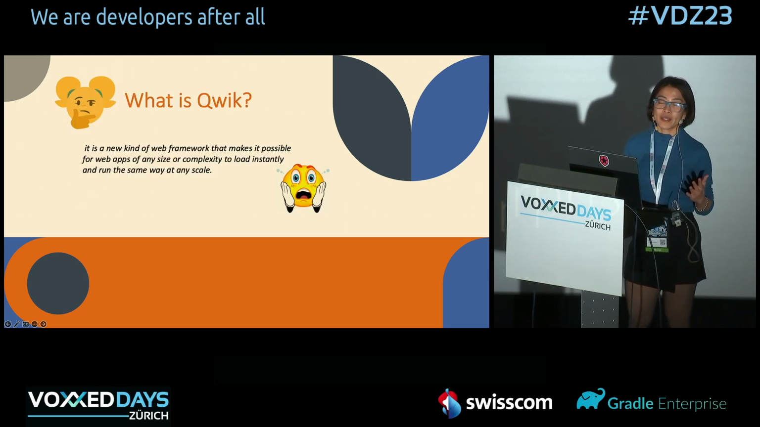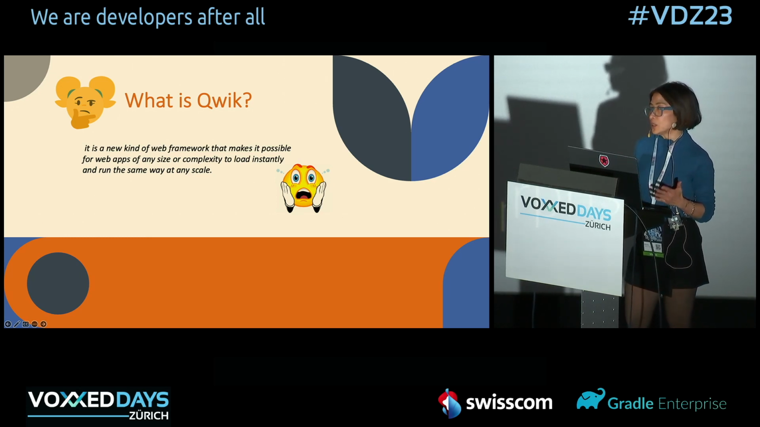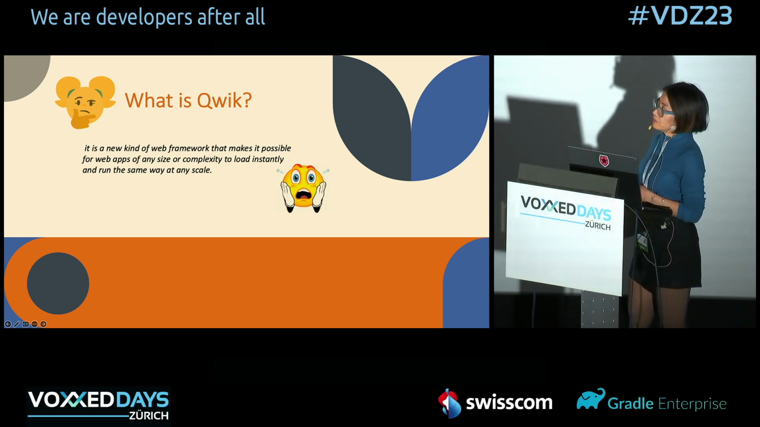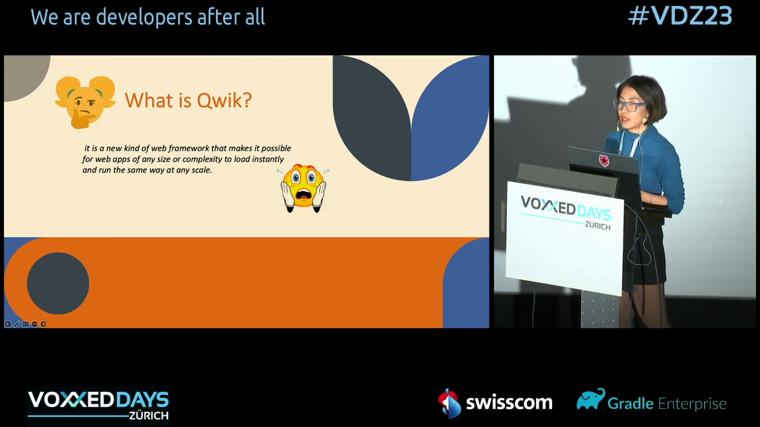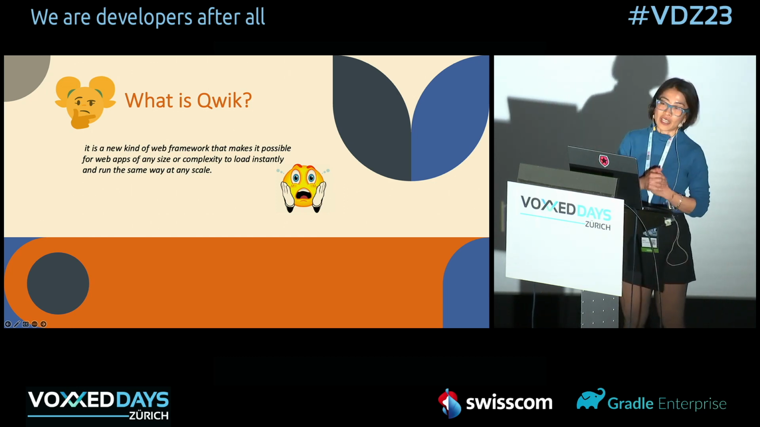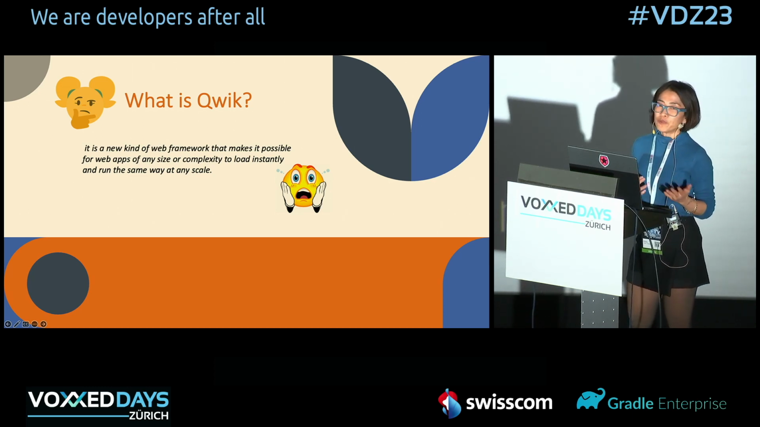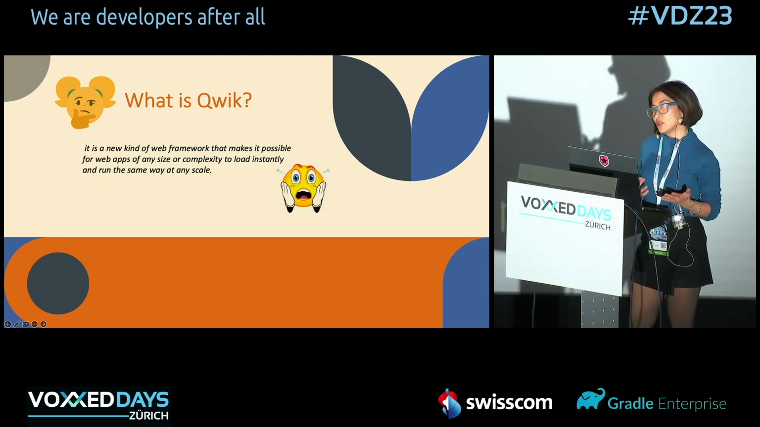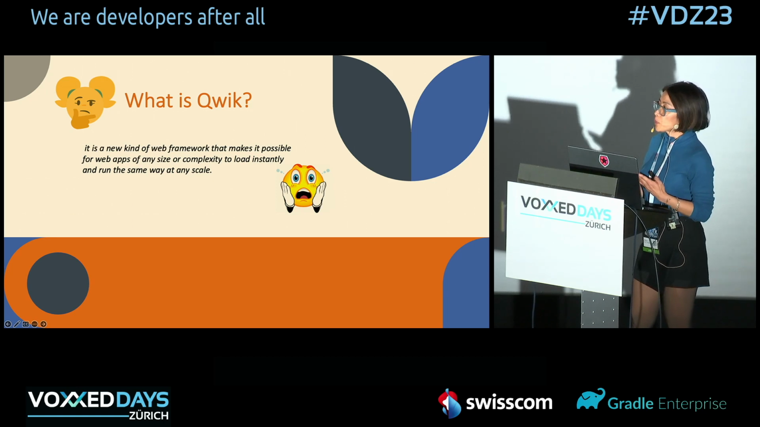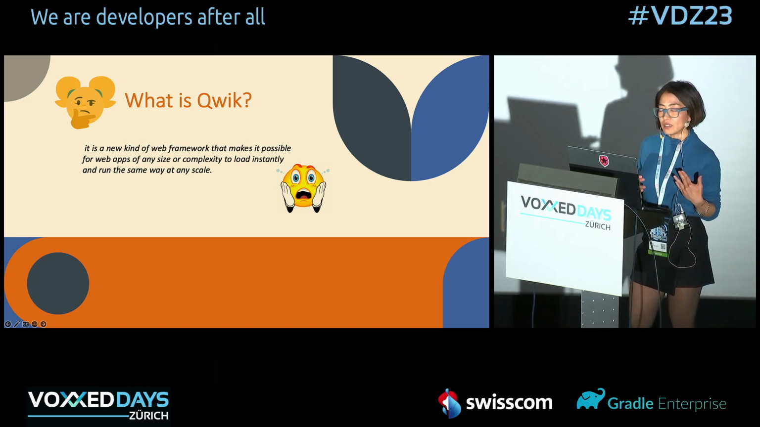So, what is Qwik? In a nutshell, it is a new kind of web framework that makes it possible for web applications of any size or complexity to run the same way at any scale. Sounds too good to be true, right? But before we can appreciate Qwik, we need to know first what problem Qwik is trying to solve for us as developers, and the reason it came to be.